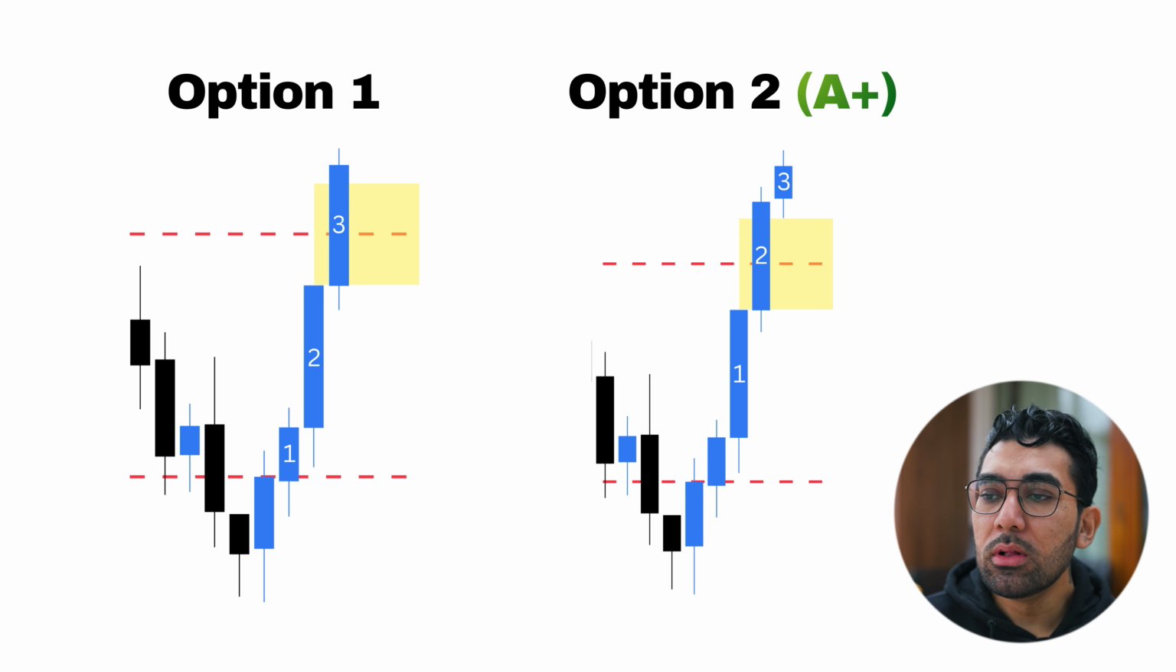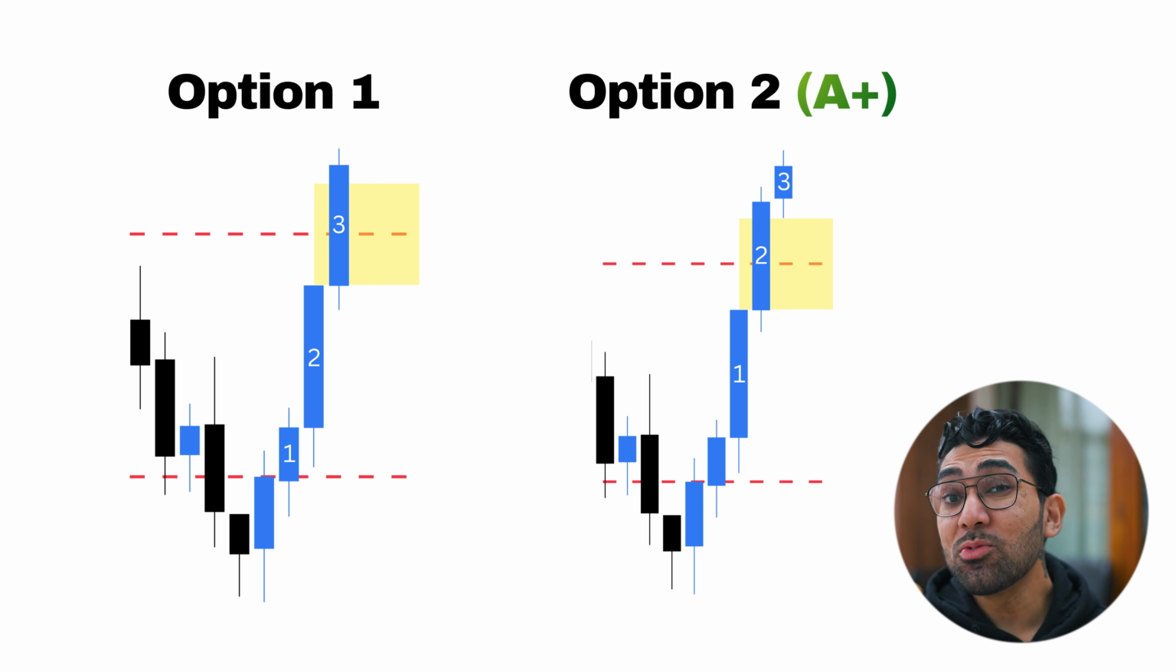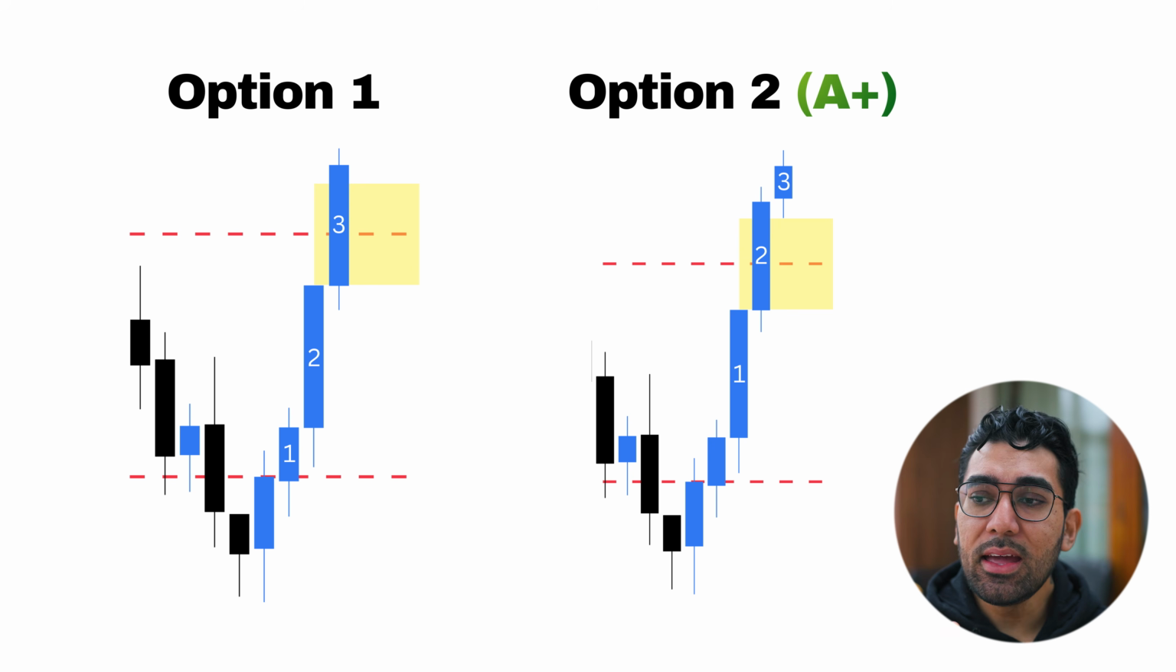I personally feel when you get the fair value gap candle, candle number 2, breaking the range and it displaces outside the range, that's when you get the best results. That's what I would call an A++ setup. A setup would be if you get candle 3 printing outside the range.